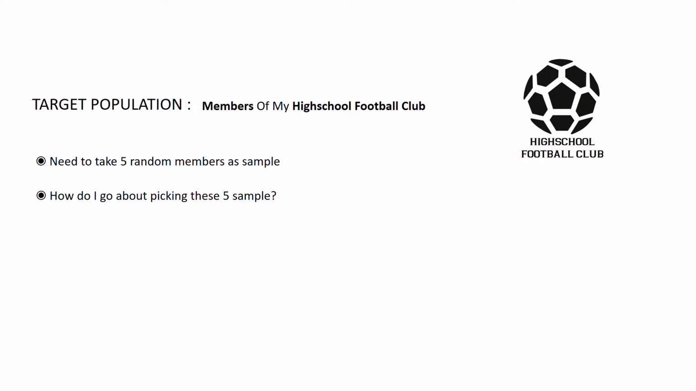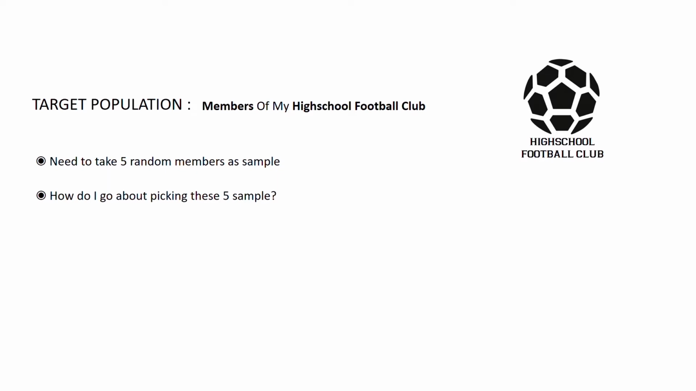Hi, let's talk about sampling frame. Let's look at an example. Let's say that I am a high school student and I want to do a study in which the target population, or my study population, are members of my high school football club. And let's say that I need to take 5 random members as a sample for my study. Assuming that I do not know anybody from the club, how do I go about picking these 5 samples?